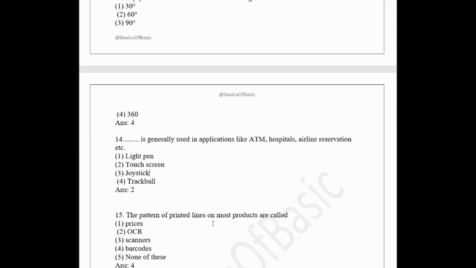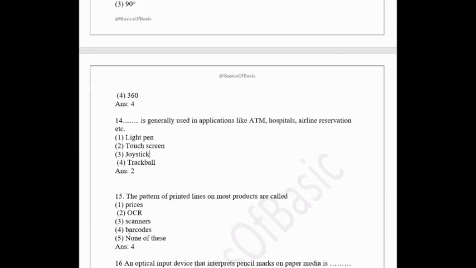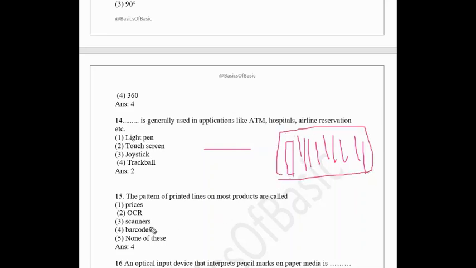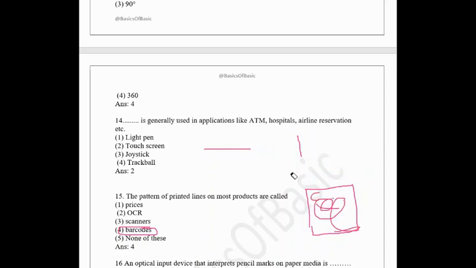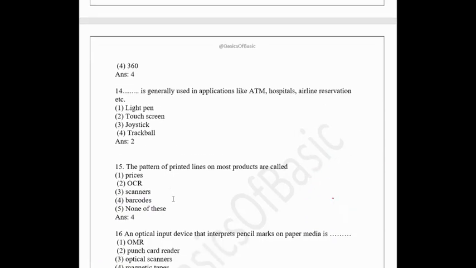The pattern of printed lines on most products is called as, see, in almost all the products, it may be eatables or electronics, anything, you could see the code like this. So some will be black and some will be white, a gap between them. So what is this code called? So it is called as barcode. Okay, QR code is different. QR code will be in a square shape with different features. Okay, I can't draw with the pen which is available to me. So this is the answer here. The answer would be barcode.